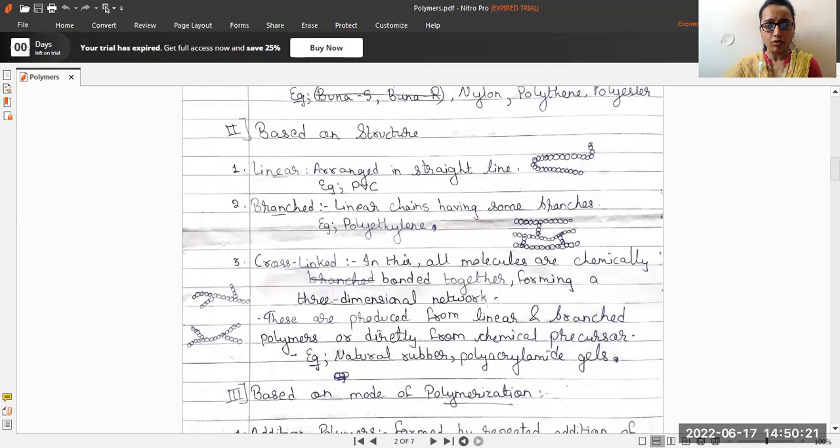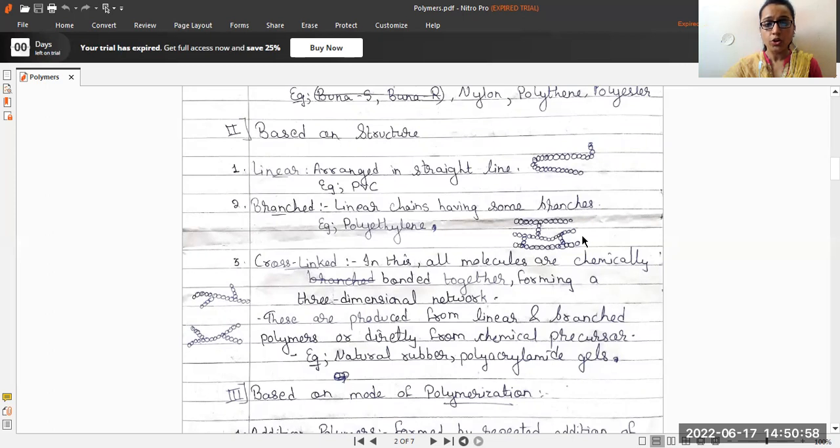Next, we will talk about the polymers based on structure. On the basis of structure, polymers are divided into linear, branched, and cross-linked. As the name suggests, linear polymers are polymers arranged in a straight chain. An example of a linear polymer is polyvinyl chloride, that is PVC. Branched polymers are linear chains having some branches, as shown in the diagram. An example of a branched polymer is polyethylene.